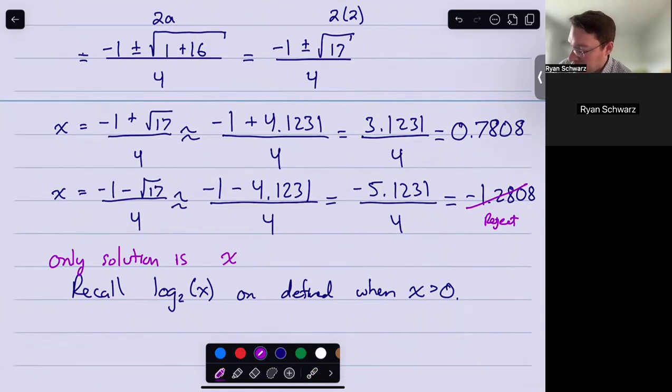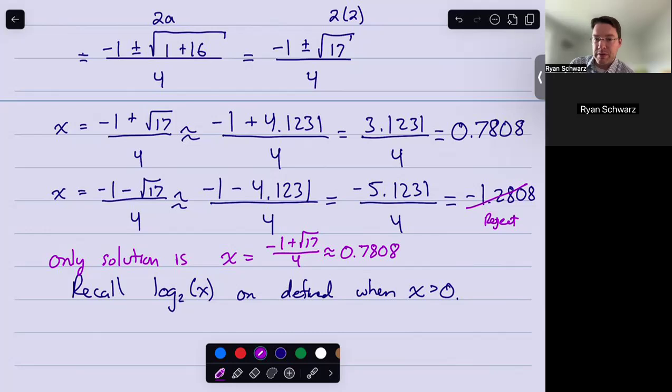The exact value of which is negative 1 plus the square root of 17 all over 4. But if you just want it up to a few decimal places, you can just write 0.7808. And that is also good enough in this case.